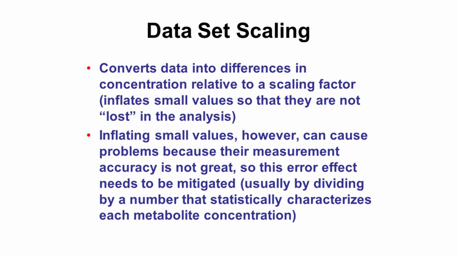Now, if you were to treat all small values as being as big as the big values, you will cause some problems. This is because small values, weak, low intensity peaks or signals, typically have a bit more noise, and so their accuracy isn't particularly good. So there's an error that will be introduced. What you want to do is not only scale by a general number, but also divide by a number that statistically characterizes the variation in those peaks or their concentrations.